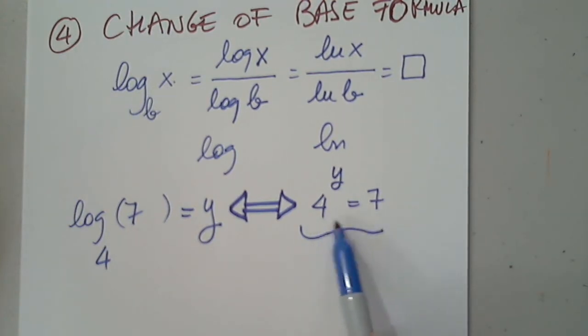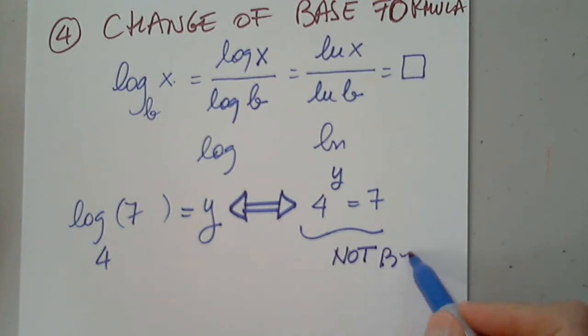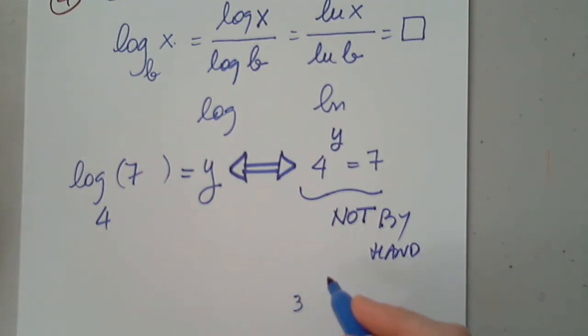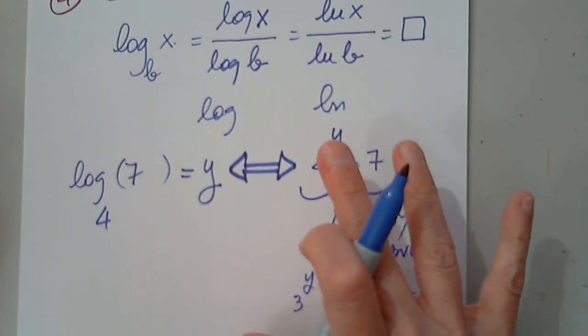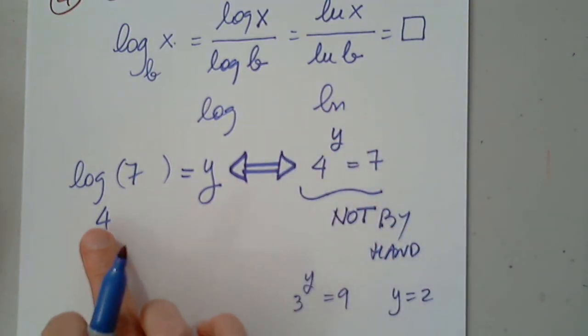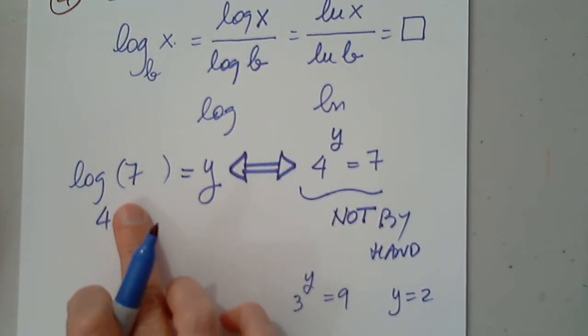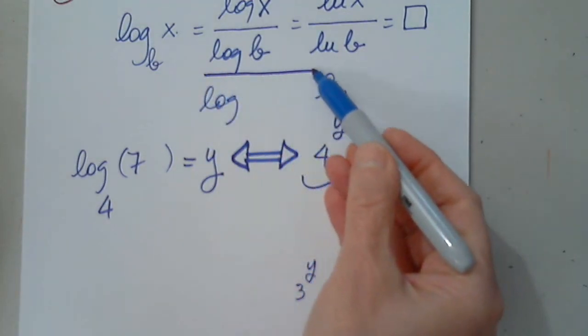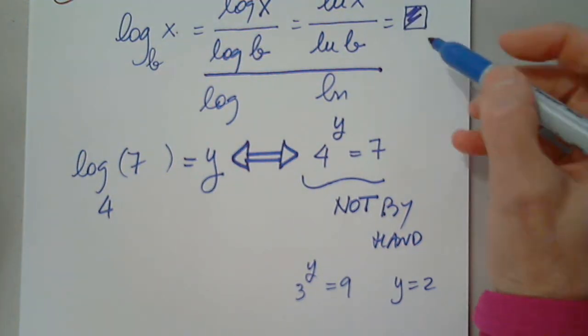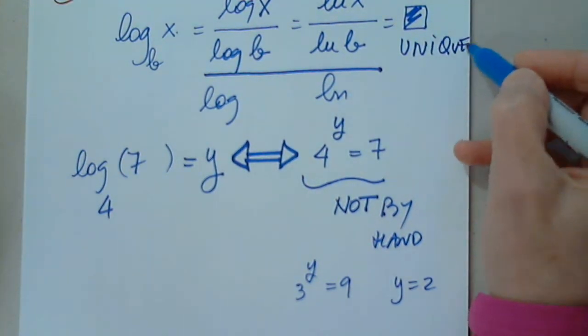But can anyone solve this by hand? No. Not by hand. But if you say something like 3 to y equals 9, I would say, yeah, y equals 2. The point I'm making here is to show you how to eventually check. So we'll get to that in a minute. So I don't know how to find this, but I know the change of base formula. It doesn't matter which option I choose. This has to be a unique number.